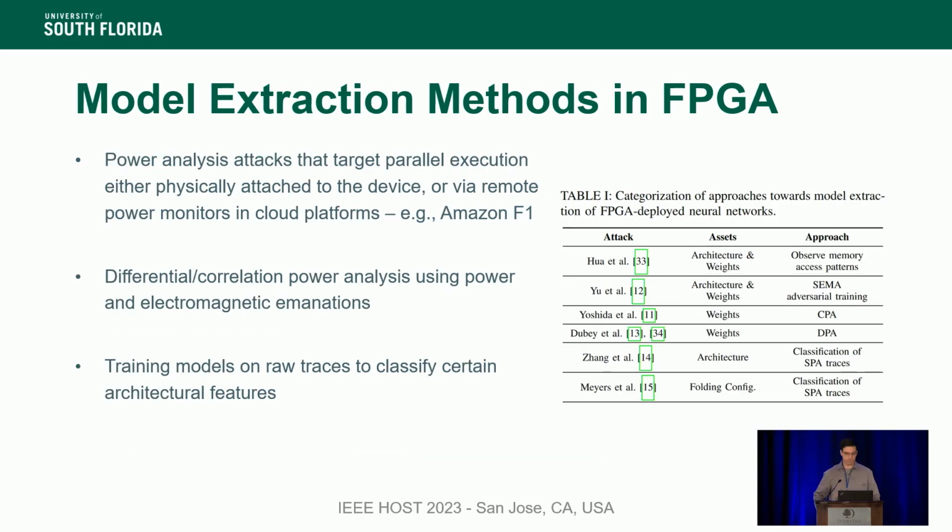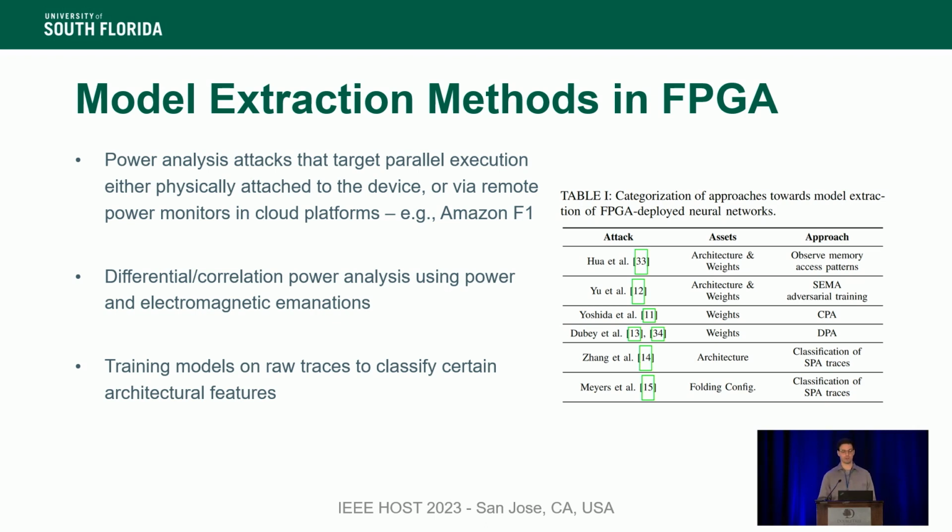And there have been a lot of different approaches to performing model extraction attacks on these types of networks in FPGAs. Largely they can be differentiated based on what type of assets they're able to recover. Some recover just the architecture, the weights, or both, and typically it involves a process of simple power analysis or visual inspection to derive architectural features of the network, and then a higher-level differential or correlational power analysis to be able to recover the actual weights and parameters during computation.